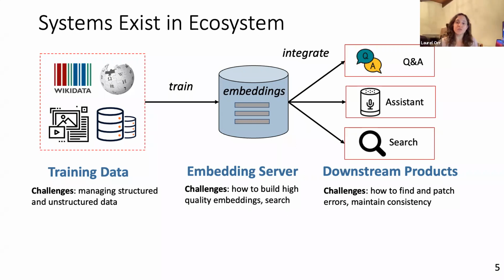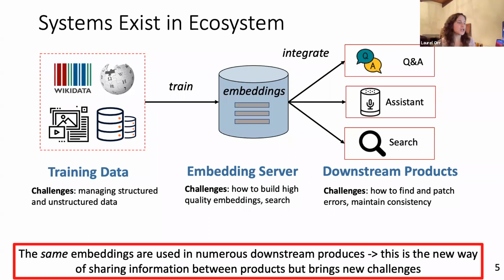If you go back to our QA example, if the underlying entity embedding was incorrectly disambiguated to Lincoln, Nebraska, rather than Abraham Lincoln, that's going to make the downstream QA system struggle to get the right answer. So the takeaway here is that the same embeddings are being used across multiple downstream products. And this is a really new, exciting world in terms of how do you actually manage this end-to-end pipeline. So I have a question, Laurel.